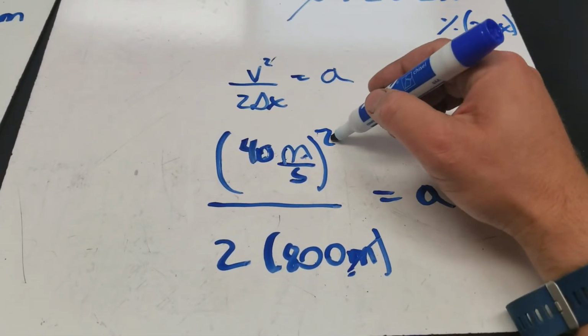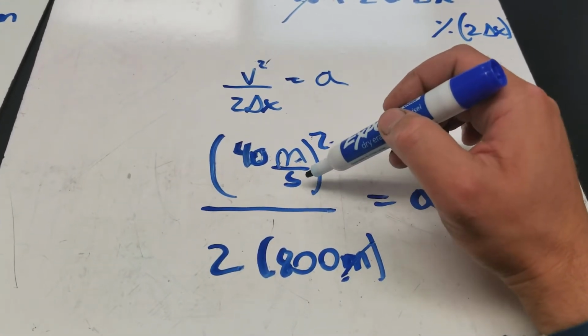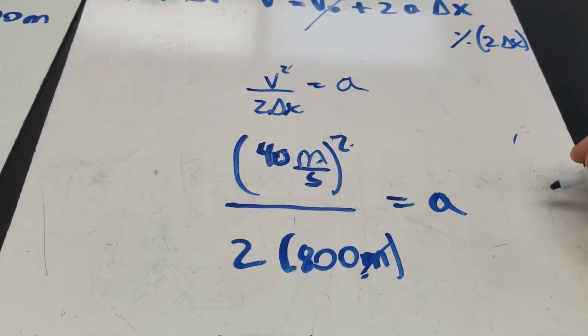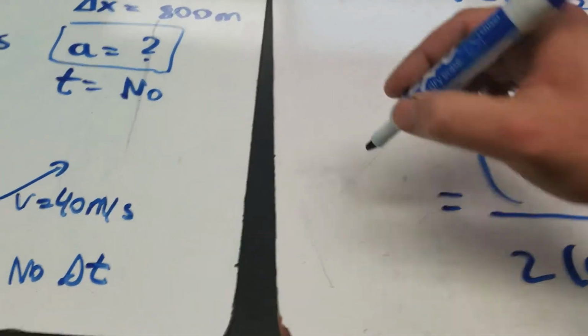Now if you square that, what you really have here is meters squared and seconds squared, right? So when I'm doing the math with units, that's going to matter. And I'm going to go ahead and do that. I'm going to solve over here.